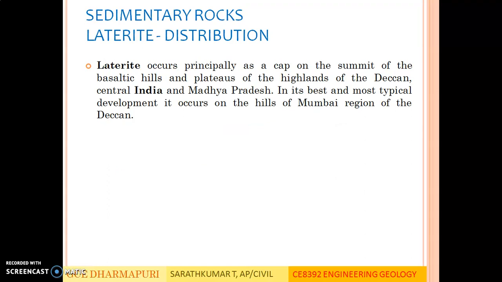Distribution of laterite. Laterite occurs principally as a cap on the summit of the basaltic hills and plateaus of the highlands of the Deccan, central India and Madhya Pradesh. In its best and most typical development, it occurs on the hills of the Mumbai region of the Deccan region.